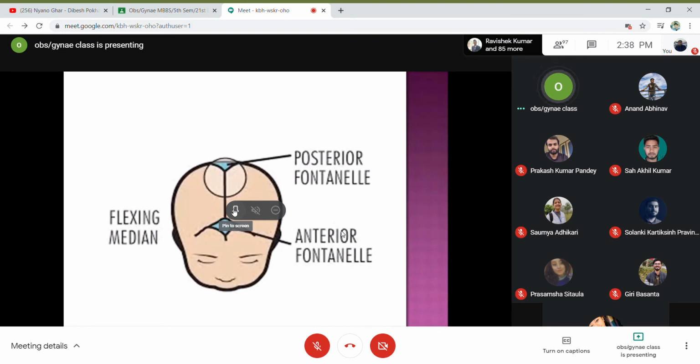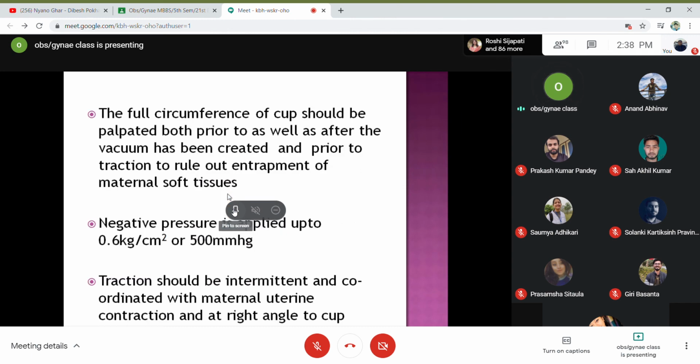So this is the anterior fontanelle and this is the posterior fontanelle. Okay, so you try to apply the cup towards the posterior fontanelle. The full circumference of the cup should be palpated both prior to as well as after the vacuum has been created and prior to traction to rule out entrapment of maternal soft tissue.